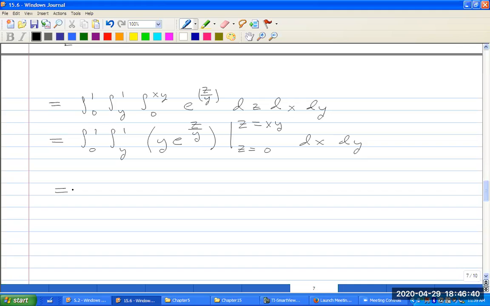So this triple integral is no worse than what you did with a double integral. It's the integral from 0 to 1, y to 1. Plug in xy for z. So this is y times e to the, well, the y's cancel, so x. Plug in 0 for z, so e to the 0 is 1, so this will just be y, dx dy.